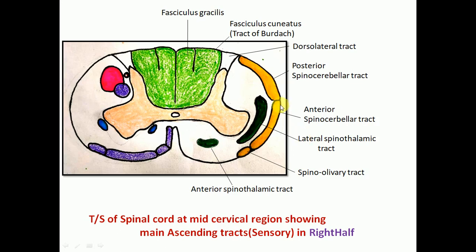Next to this, the spinocerebellar tracts, anterior and posterior, come from the spinal cord up to the cerebellum. So they are concerned with unconscious kinesthesia or proprioceptive fibers.